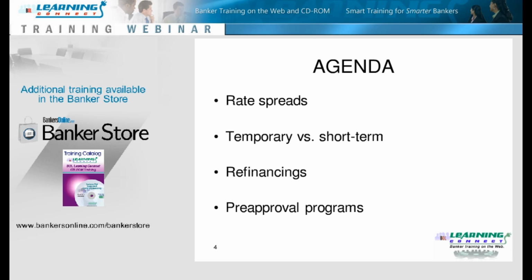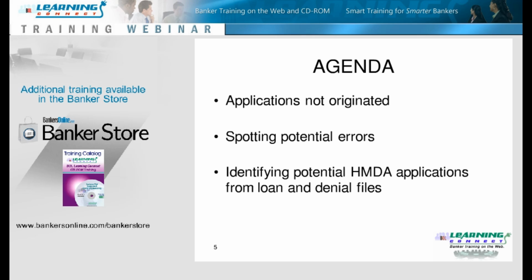So what we're going to go over today is rate spreads, which still tend to give us some grief. We're going to talk about the difference between temporary versus short-term. What is a refinancing? We're going to talk about those pre-approval programs. Some of you have them, don't know you do. Some of you don't have them and you think you do. We're also going to talk about applications that aren't originated. So how do I find those? What is it I'm looking for?